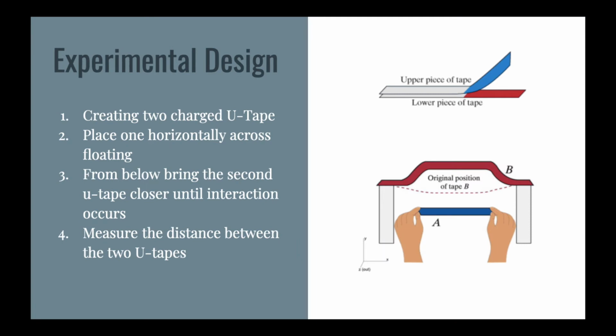Next up, we'll be talking about the experimental design, which is very similar to that of Lab 1. I started off by creating two U-tapes by quickly peeling off the upper piece of tape from the lower piece of tape as indicated in the top right diagram. Then I placed one horizontally between two books, and I carefully brought the second tape closer and closer to the first one until I saw the interaction from the charge of the tape causing the top tape to push upwards. We see this upward movement because both tapes have a positive charge, which we found in Lab 1, and following the law of attraction, like charges repel.